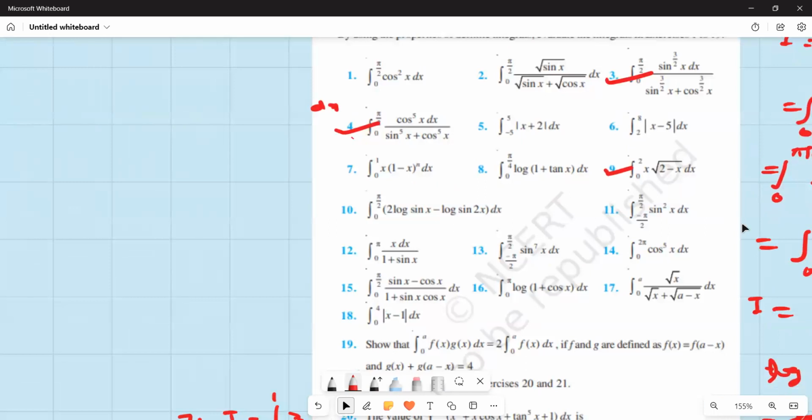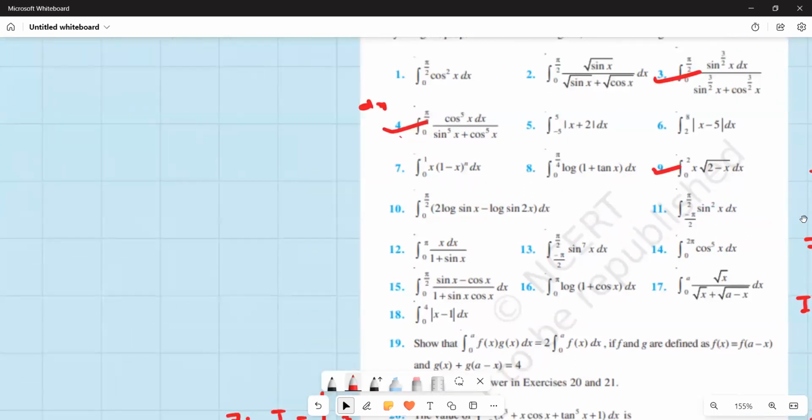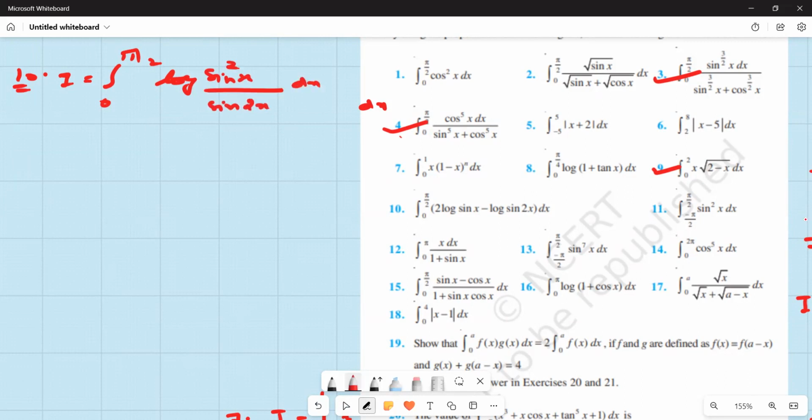Now come to question number 10. Question number 10. The integral from 0 to pi by 2 taken as I. Can I write this as log of sine square x upon sine 2x? Same property. This property is n log x, that is equal to log x raised to power n. This power goes in the power of this, right?